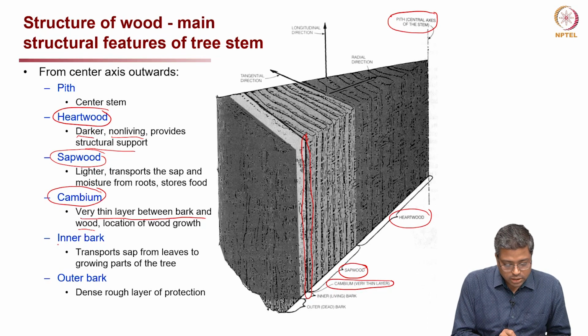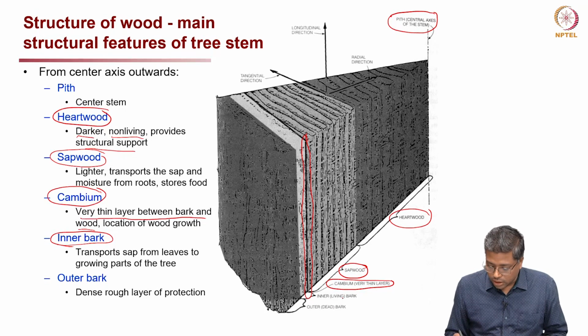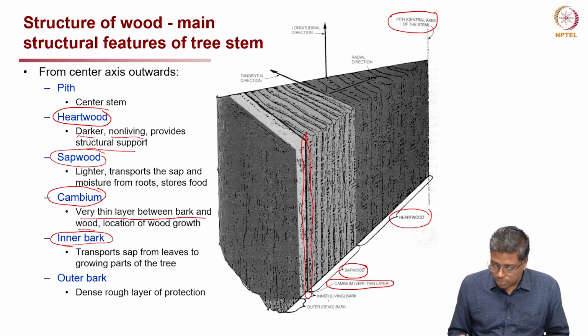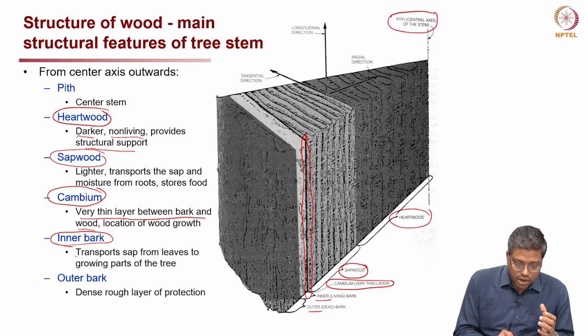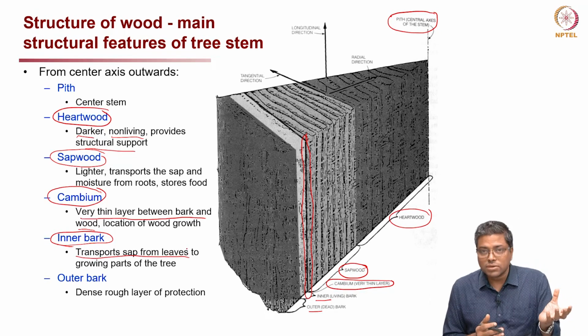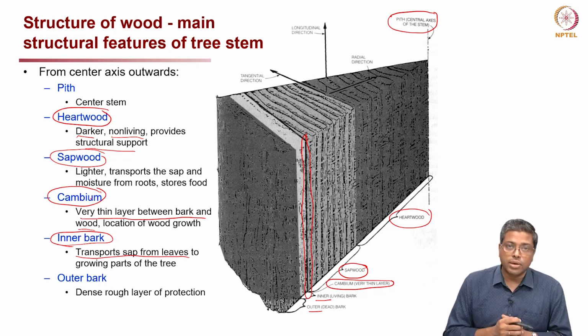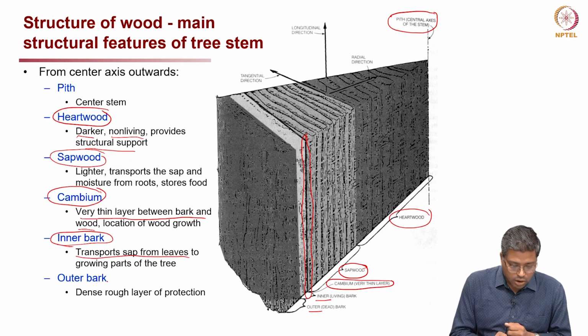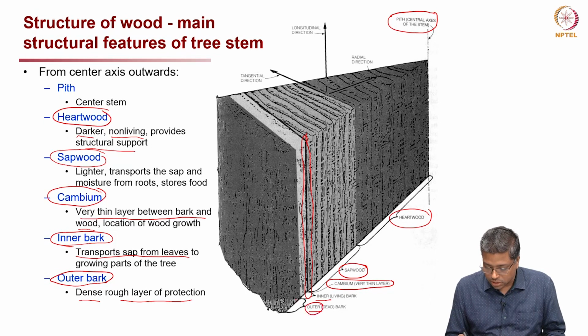Now, bark is looked at as the outer shell of the core wood, and there are two categories for this, two regions for this bark: the inner bark and outer bark. So, inner bark transports the sap from leaves to the growing part of the tree. Now, which is that growing part of the tree? That is the cambium. We just discussed that. Now, outer bark is the dense or rough layer just for protection. So, this portion here is just for protection.